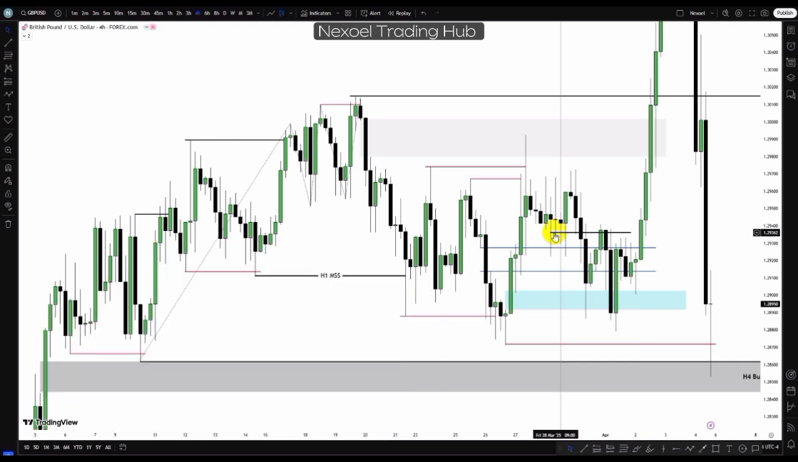So from the 1-hour time frame, I pointed out the fact, I said, if price breaks through the 1-hour bullish order block, then we'll look forward to a bearish movement to the downside.